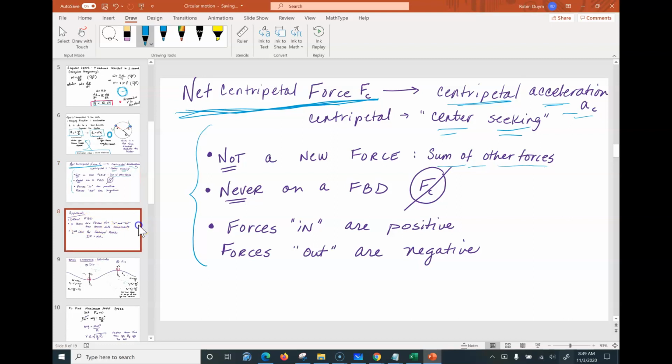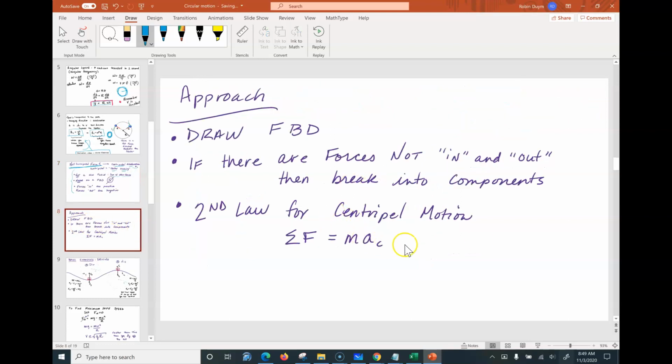All right, so our process is going to be, we're going to attack these problems like so. We're going to draw our free body diagram. If there are forces that are not in and out, then we're going to break them into components. Then we're going to use our second law for centripetal motion. Normally we say the sum of all the forces equals ma. Well, now the sum of all our forces is going to be mv squared over r. Or if it's spinning around and around, we'll use the other one.